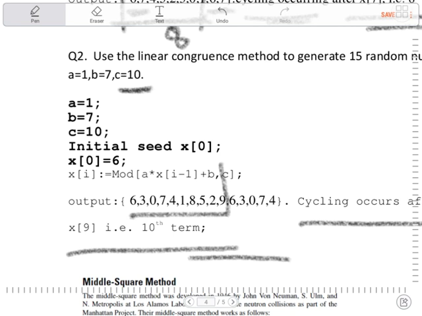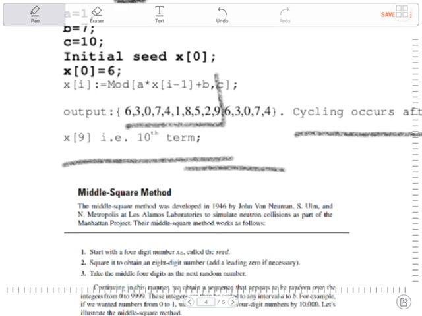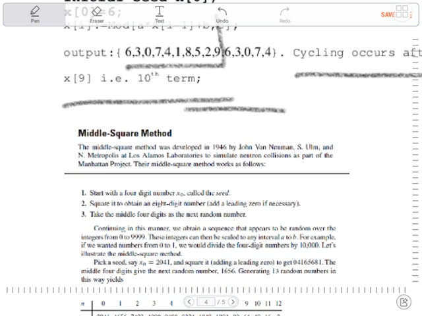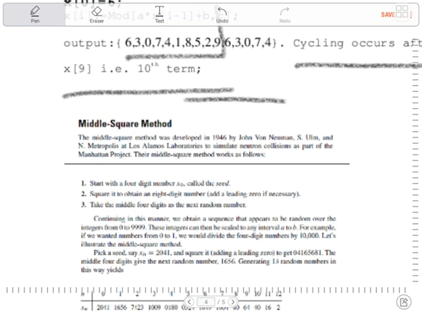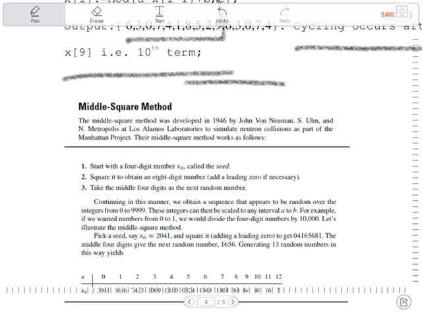Now another method up to your syllabus. Let me just mention it, though it is not as effective as the linear congruence method. Even then, let us have a look at it. The middle square method was developed by John von Neumann, and I'm not going into the history. If you're interested, you can go through it. So let us see the algorithm for the middle square method.